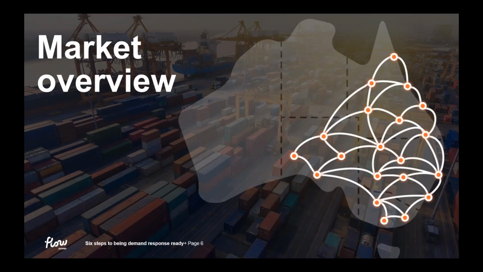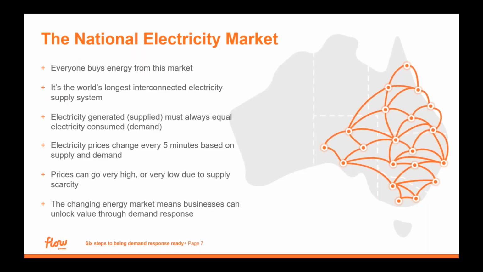Thanks, Alex. Thanks, Nathaniel. A very brief overview of the national electricity market, or the NEM, for those not familiar. This is the market that covers the eastern states of Australia. Everyone has to buy electricity from this market, whether you do so directly or, as most people do, via a retailer. It's a long and complex system. It's actually the longest interconnected electricity system in the world.